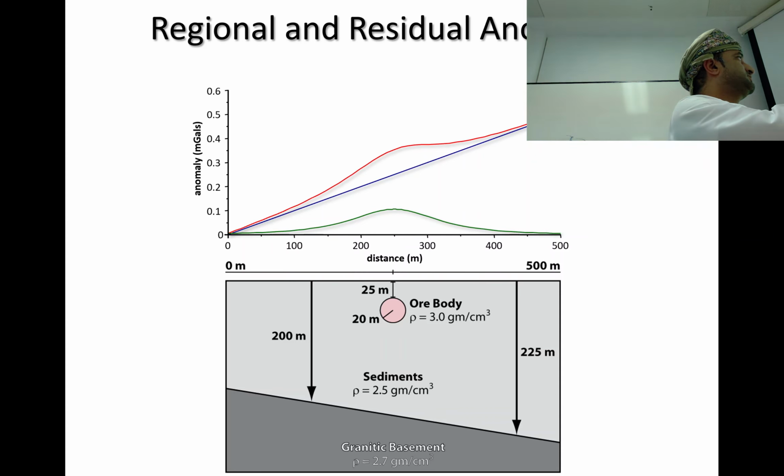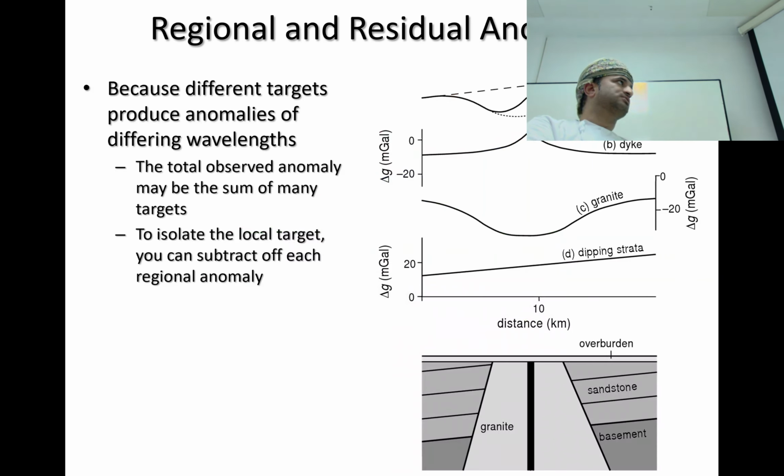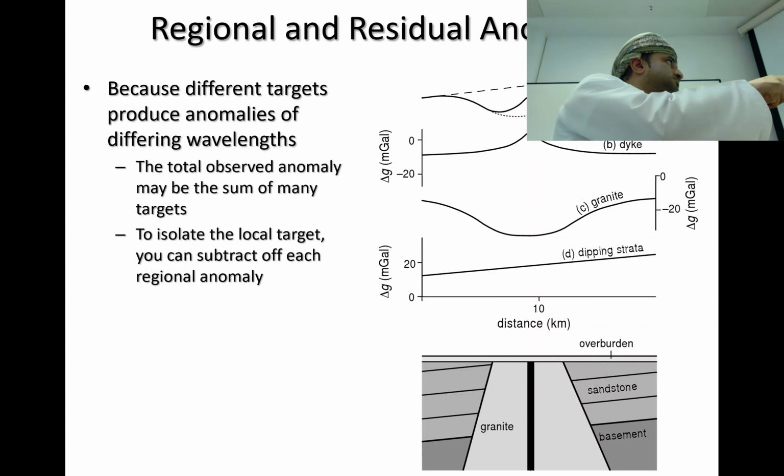So this minus this gives me the green curve. That's basically the residual to regional correction. I'm interested in this feature. I'm not interested in those regional scale trends. That's how it is. So here, for example, what you get by the end is this. That's your final anomaly. This is your final anomaly.